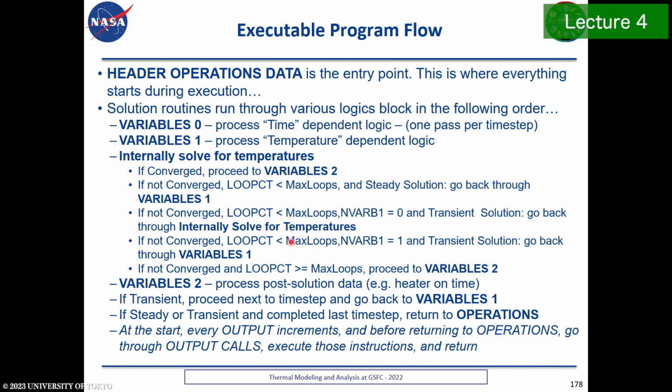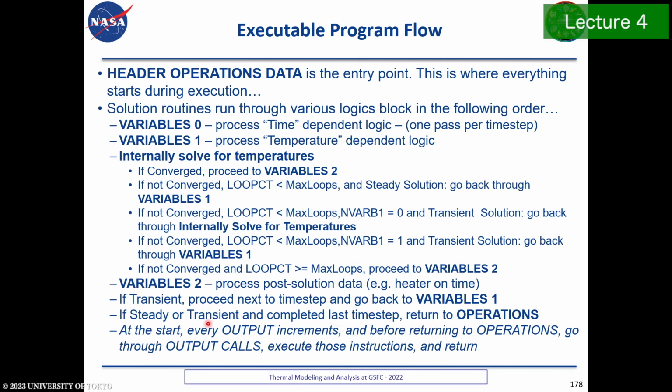Once it's converged or it hits the maximum number of loops, it then goes to variables 2, and then it will exit out. If you're transient, you go to the next time step and start back at variables 1. If it's steady state or transient, you complete the last time step, then you go back to operations.